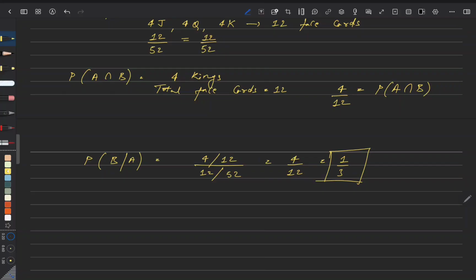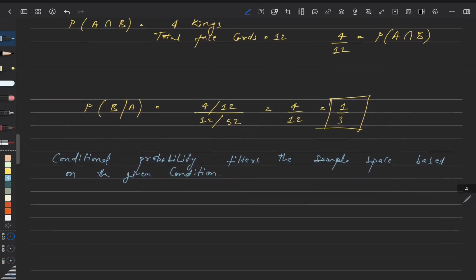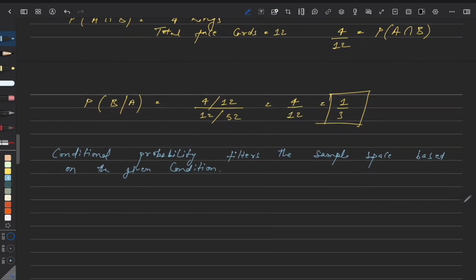Okay. So in other words, if I simplify it more, conditional probability filters the sample space based on the given condition. It reduces your sample space.